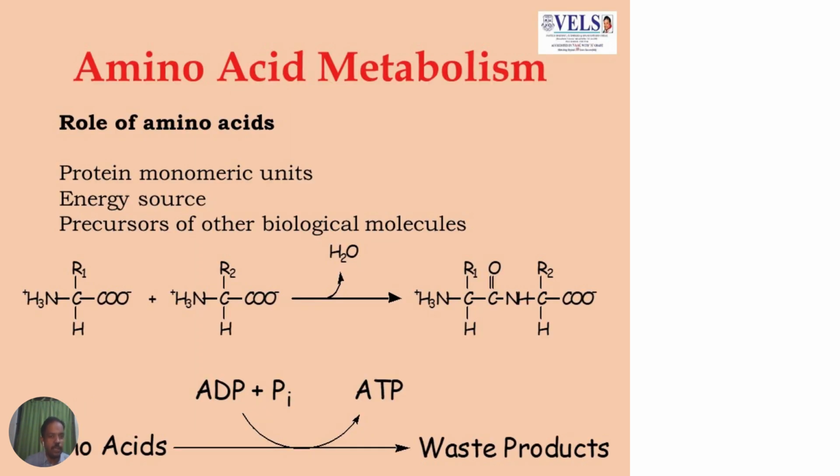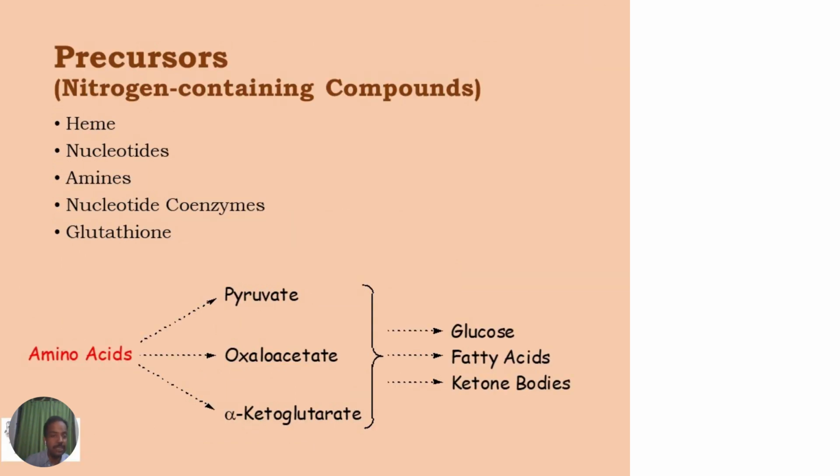Coming on to amino acid metabolism, very important. It forms a peptide bond, and ATP is formed by combining ADP and Pi, that is adenosine diphosphate and the phosphate group. And the role of amino acids: it is the protein monomeric unit, it acts as an energy source, and it is the precursor of other biological molecules. The precursors of nitrogen containing compounds are heme, nucleotides, amines, nucleotide coenzymes, and glutathione.